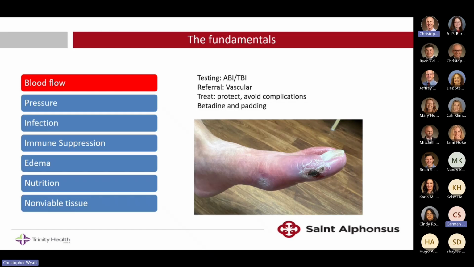But we checked ABI as well as TBI, which is the toe brachial index, which is actually more sensitive for toe blood flow. It was abnormal, so we would refer him to vascular. It was not emergent, but we had long conversations with him that these can convert pretty quickly. Our overall goal is to protect these things. Because of that pathergy, we're not going to do much with them until the blood flow improves. So we paint it with some Betadine, bulk it up, and have close follow-up with them.